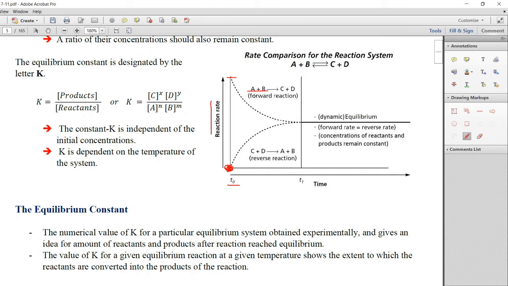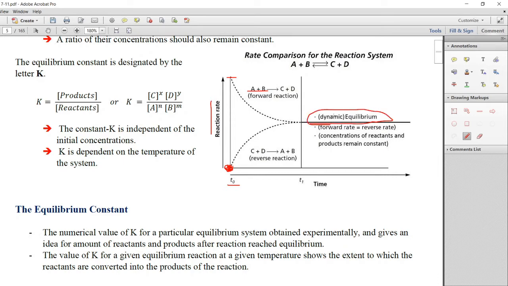But since the concentration of A and B are gradually decreasing, because the reaction is going forward, the rate is also decreasing. But at the same time, the concentration of C and D are increasing before it reaches equilibrium. So if their concentrations are increasing, then their rates are also increasing until the rates of forward and reverse become equal. It becomes an equilibrium.